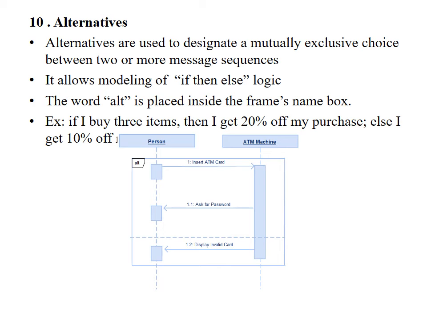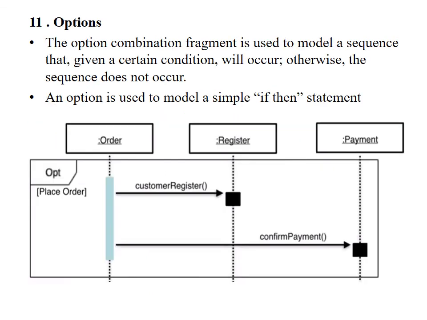Here an example scenario is given. If I buy 3 items, then I get 20% off my purchase; otherwise, I get a 10% discount from my purchase. So here if-else logic holds. Alternatively, we can execute either this message or that message based on the condition. In such situations we use alternatives.